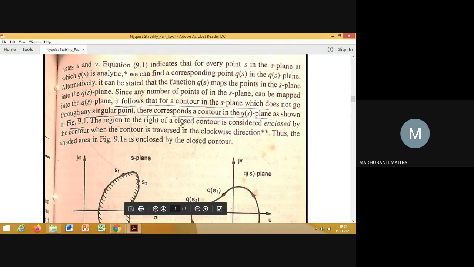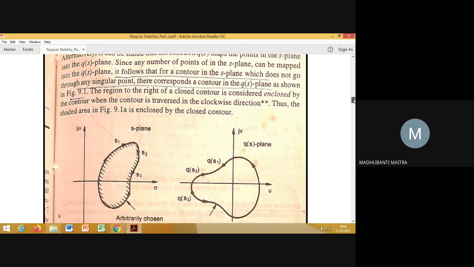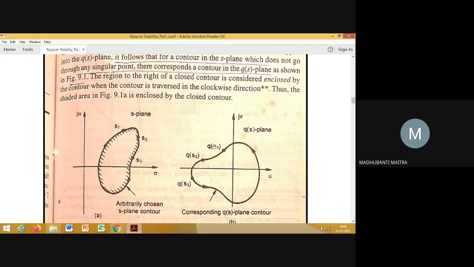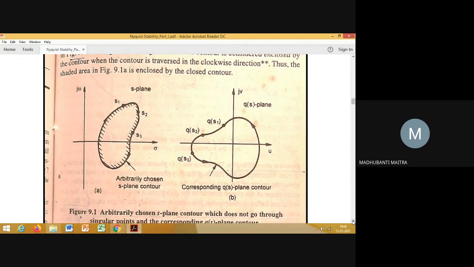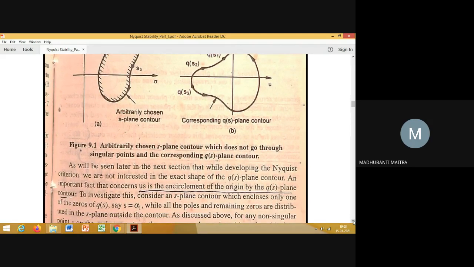The region to the right of a closed contour is considered to be enclosed by the contour when the contour is traversed in the clockwise direction. The other convention I have already mentioned. You can use either of these two conventions, but I would prefer this particular convention, and just be sure that you don't mix the two. Thus, this shaded area is said to be enclosed by this closed contour chosen in the S-plane. I am reading out these lines again just to ensure that you understand this principle of argument clearly.